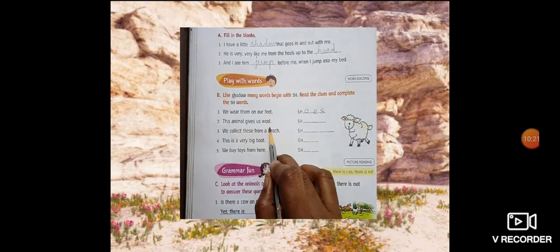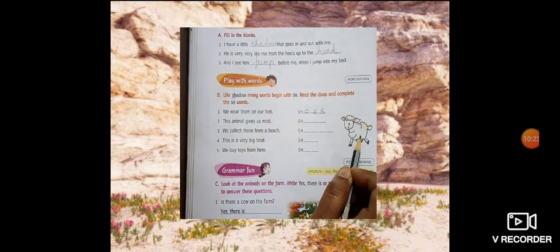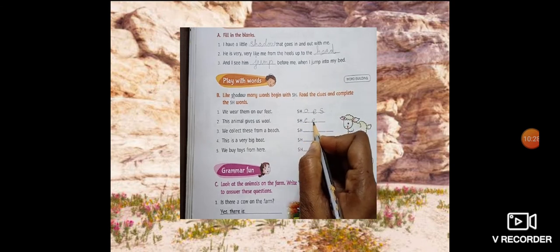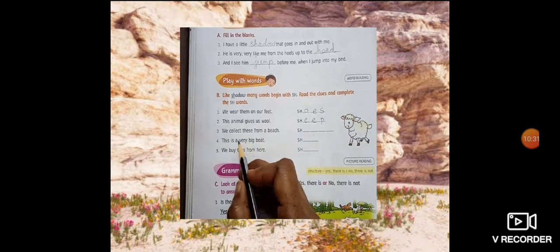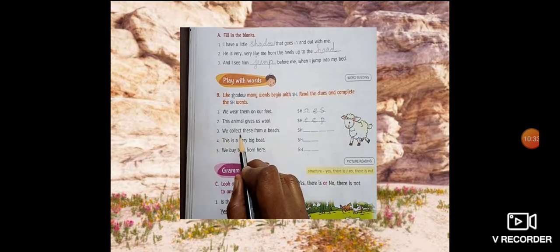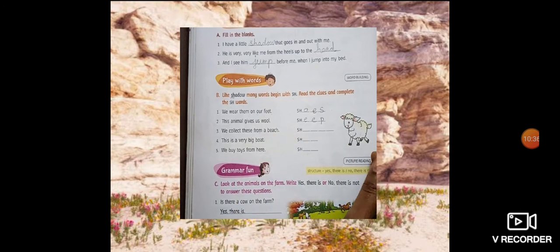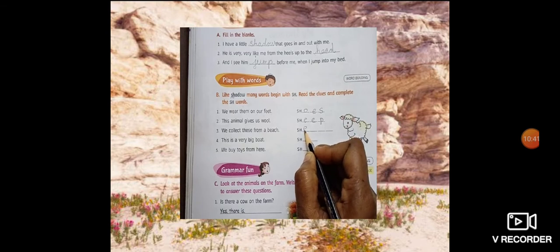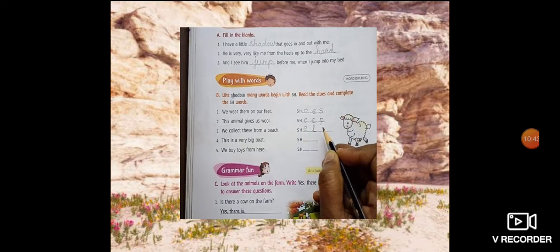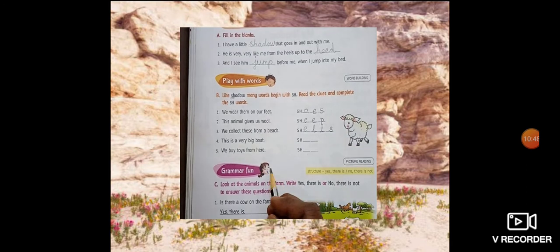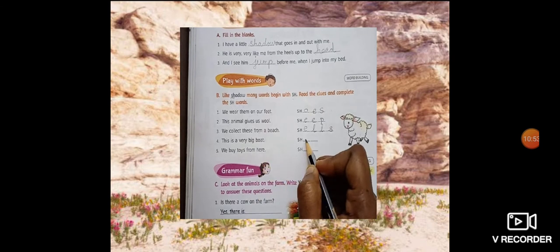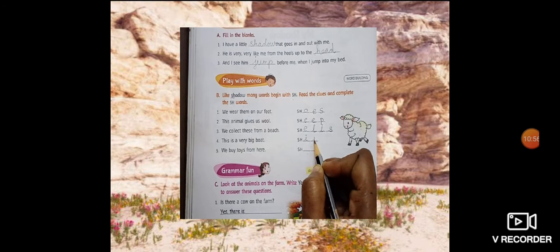This animal gives us wool. Which animal gives us wool? Sheep. Very good. S-H-E-E-P. Third one. We collect these from a beach. What do we collect from the beach? Shells, right? Shells. S-H-E-L-L-S. Fourth one. This is a very big boat. What do we call that? Very big boat. Ship. S-H-I-P. Ship.